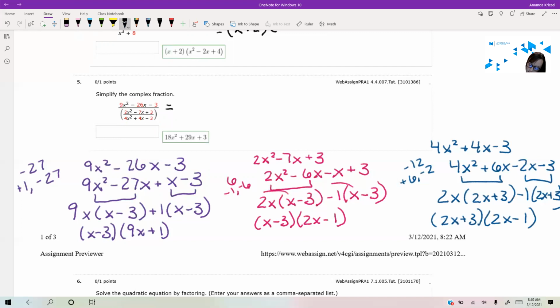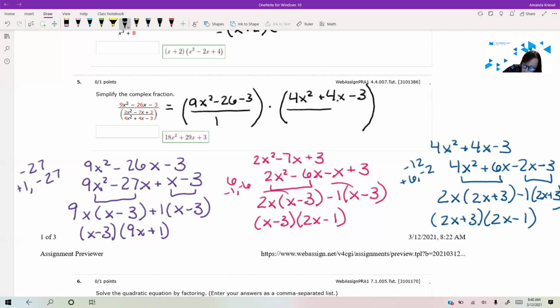And my trick with complex fractions is if I want to divide, I would multiply by the reciprocal. So what this would look like is I would have this 9x squared minus 26x minus 3. I'm going to leave it in that form just for a second, over 1. And then instead of this fraction bar, instead of dividing by this denominator, I'm going to multiply by the reciprocal. So this becomes multiplied by 4x squared plus 4x minus 3 altogether over 2x squared minus 7x minus 3.